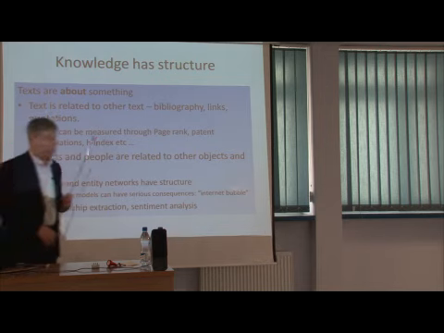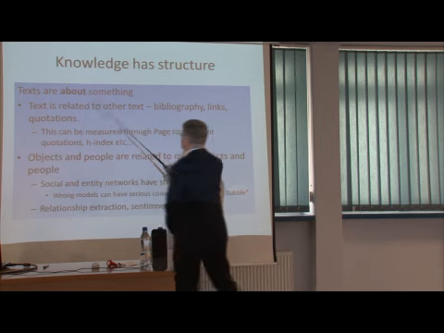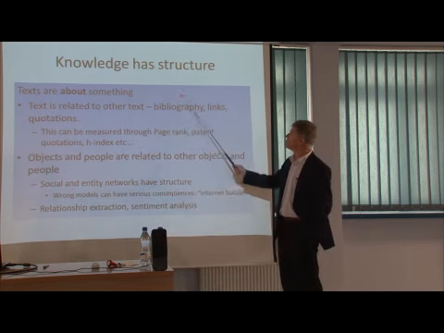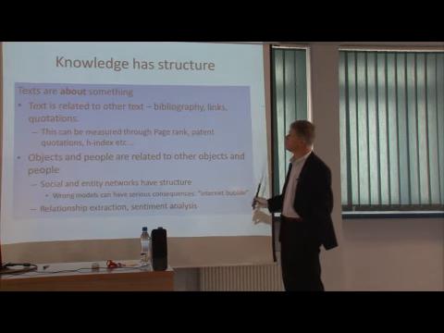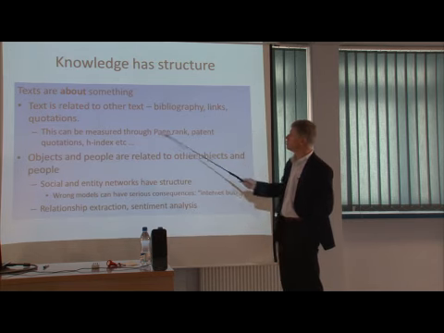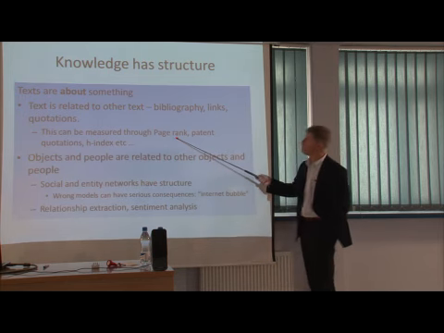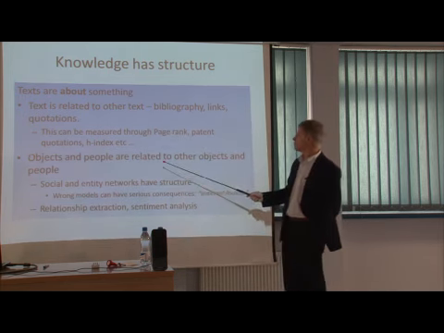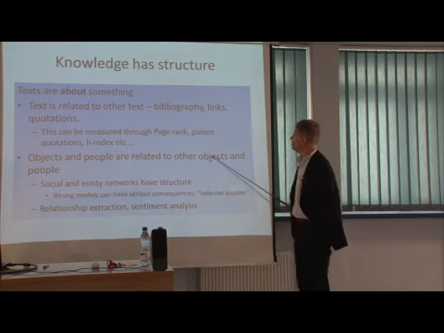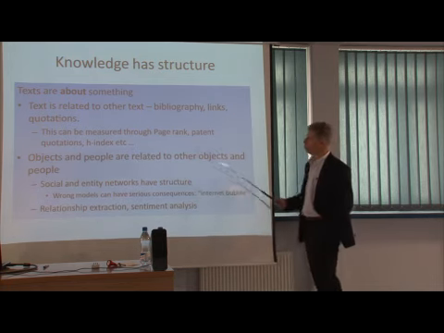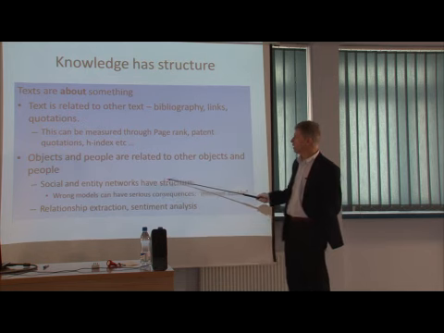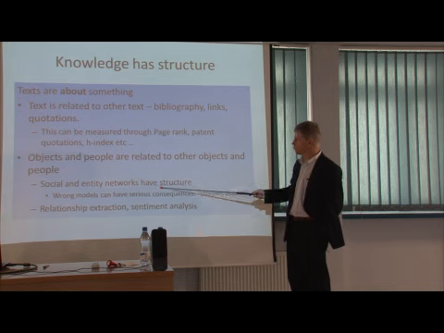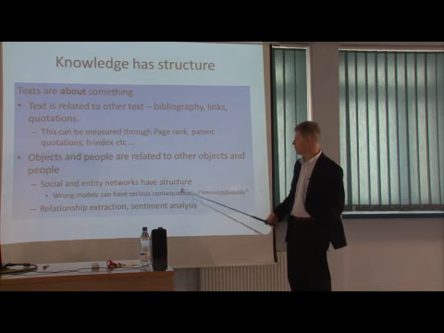There is a structure in knowledge, that is, the texts are about something. So text can be related to other texts through bibliography or links or quotations, which can be measured through PageRank, which we're going to discuss. Objects and people are related to other objects and people. So social entity networks have structure, and we've seen some exploitation of that in the Lifshitz story.